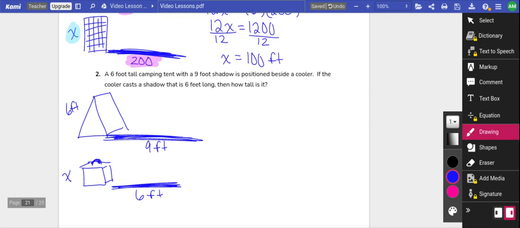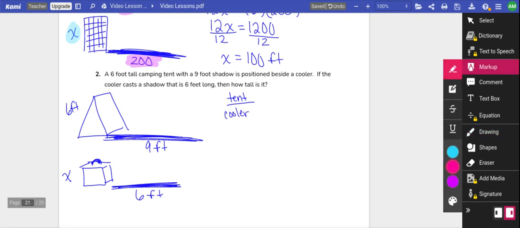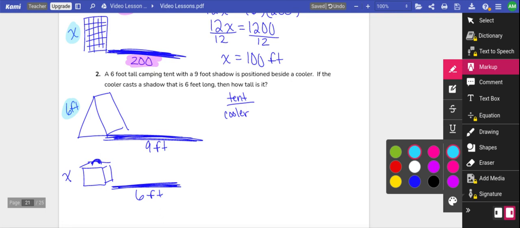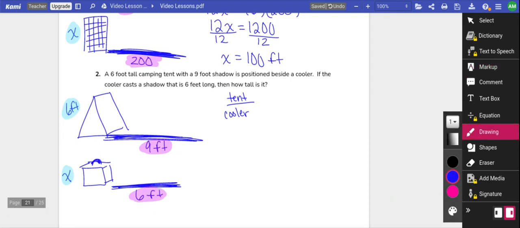So when I write my proportion, I'm going to keep my tent on top, and I'm going to put the cooler on the bottom. And I'm going to compare the height of the tent to the height of the cooler, and the length of the shadow of the tent to the length of the shadow of the cooler. So 6 to x and 9 to 6.